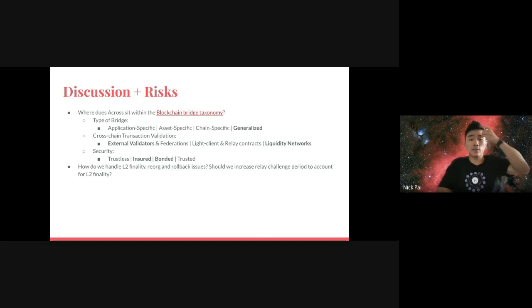And finally, the last taxonomy is security. So is the bridge completely trustless, or is it secured by a bonding or insurance mechanism? And this is where I think the cross sits, where there's an open set of validators who can relay transactions, but they're economically incentivized to behave correctly. And the last set of bridges is a trusted bridge. So something like Binance or Coinbase, where you can cross chains, but you're just completely within a closed garden. Does anyone disagree with that? I'm not entirely sure, but that's where I think we sit.